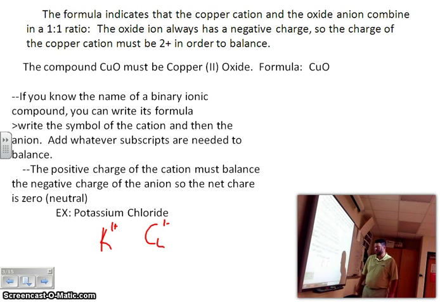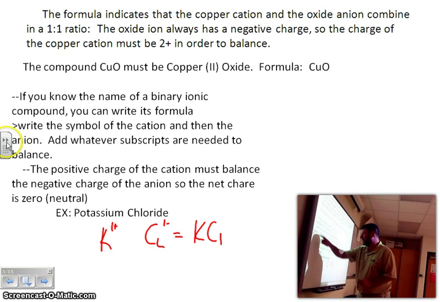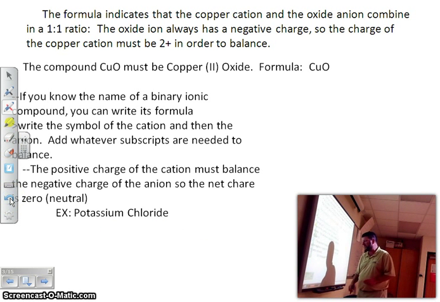Now in this case, because it's a 1 positive and 1 negative, it is already in a 1-to-1 ratio. So our formula would be KCl. However, let's say, for example, we have another example here, and let's go with magnesium and fluorine.